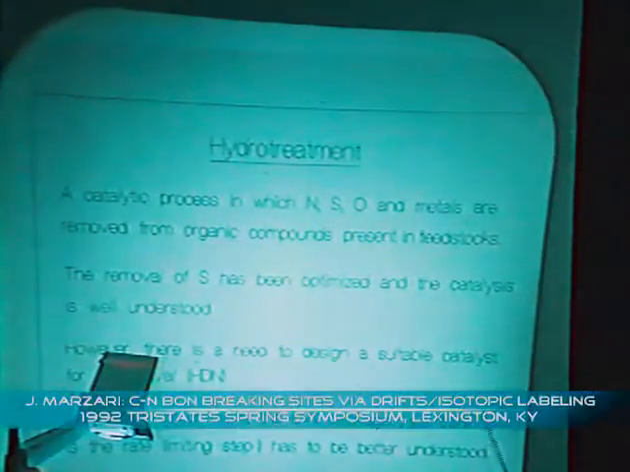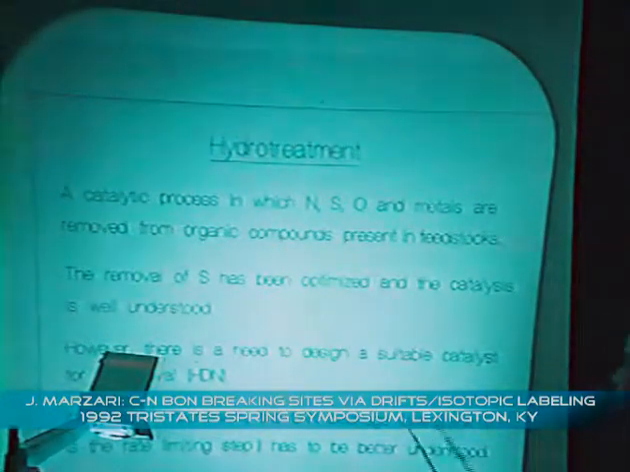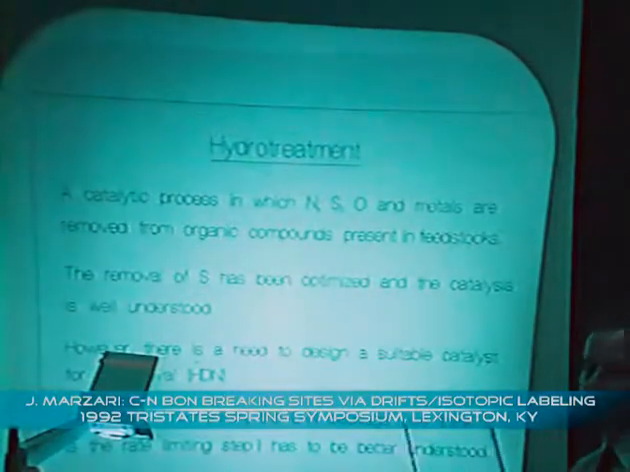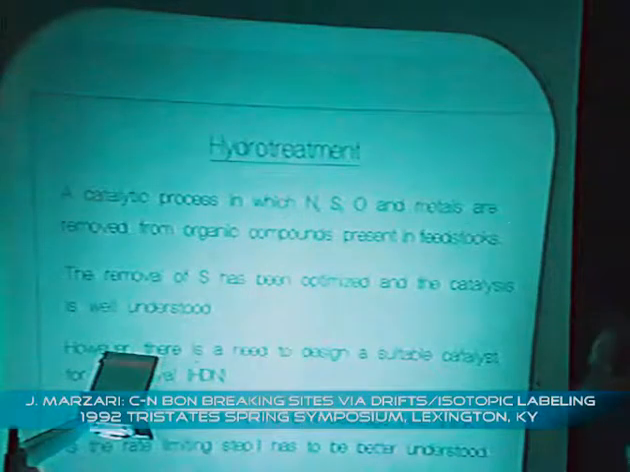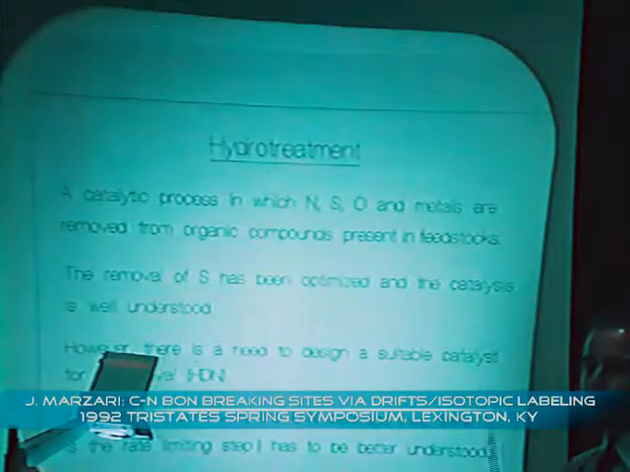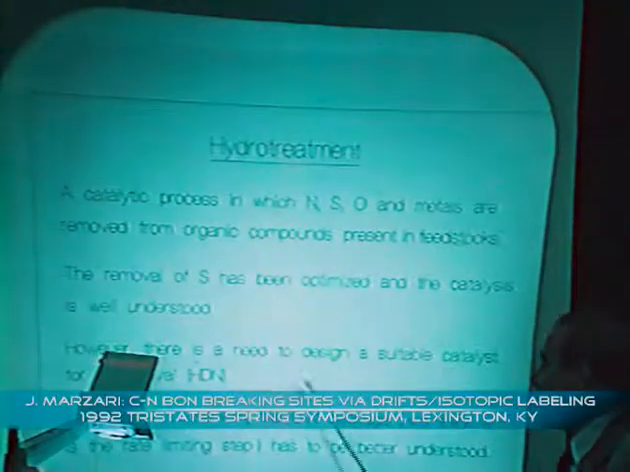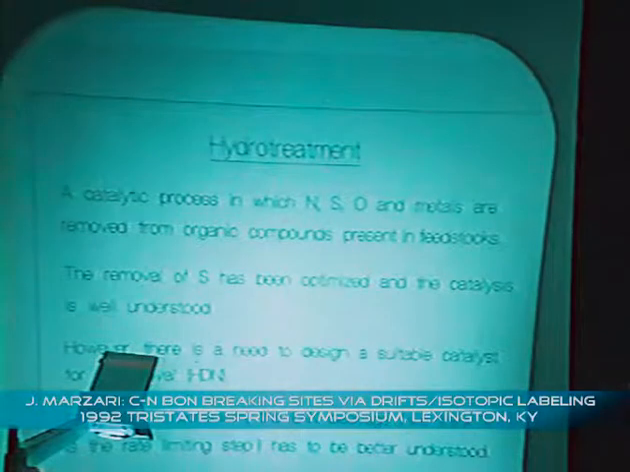The removal of sulfur has been optimized and the catalysis is well understood. However, there is a need to design a suitable catalyst for the nitrogen removal. This reaction is called hydrodenitrogenation. So if we better know the mechanism of hydrodenitrogenation, we are going to be able to achieve this goal. In the mechanism, the carbon-nitrogen cleavage, which we think is the rate-limiting step, has to be better understood.